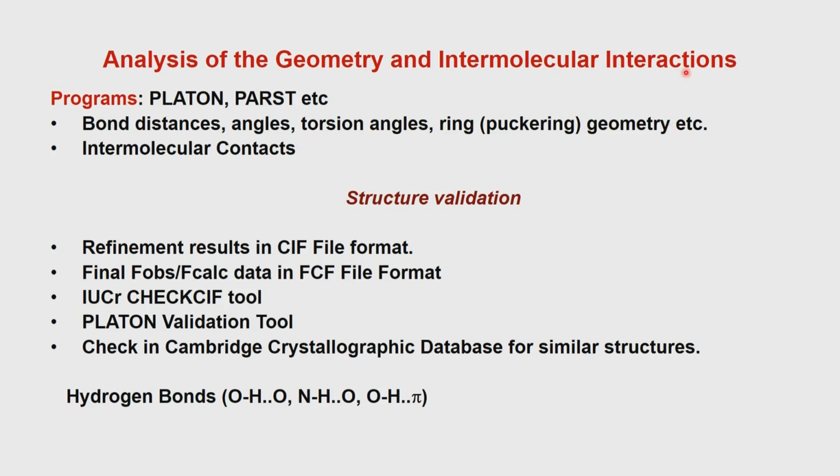Having got the geometry and the intermolecular interactions evaluated, we have to actually now validate the structure. The validation of the structure is done according to the International Union of Crystallography rules. See, everything is under control of the International Union of Crystallography as far as structure determination and structure reporting is concerned. So, the refinement results, all the results which we have got, they are referred to as a crystallographic information file. So, this is referred to as the file CIF.